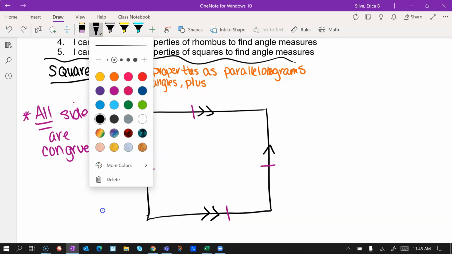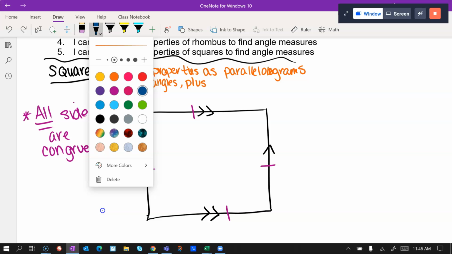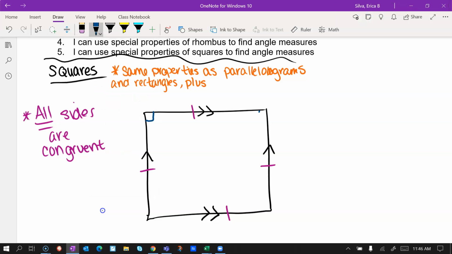But what's special about a square is the same thing that's special about a rectangle. All vertex angles are 90 degrees. So this is 90 degrees, this is 90 degrees, 90 degrees, and 90 degrees.